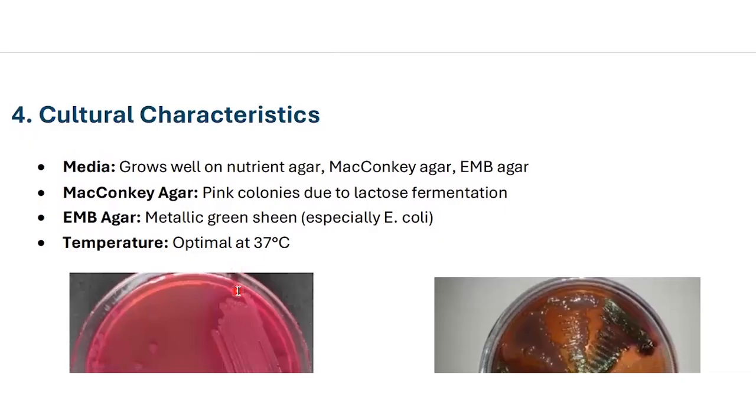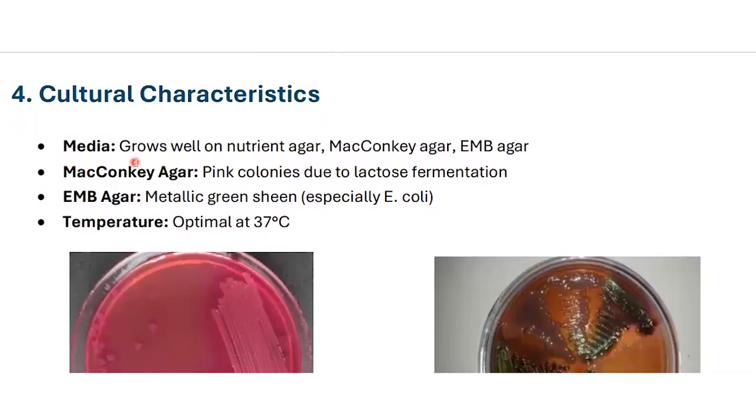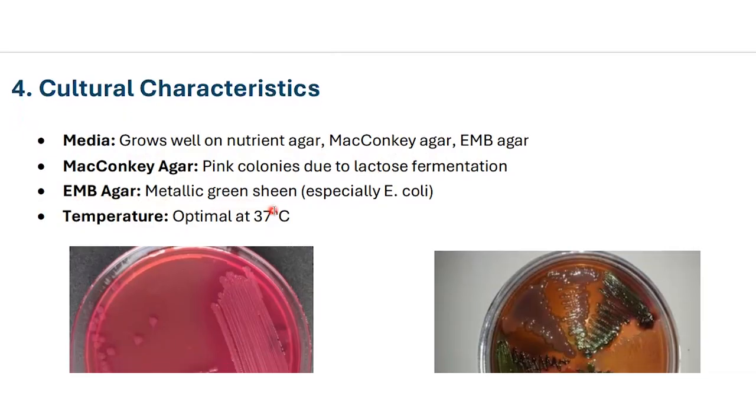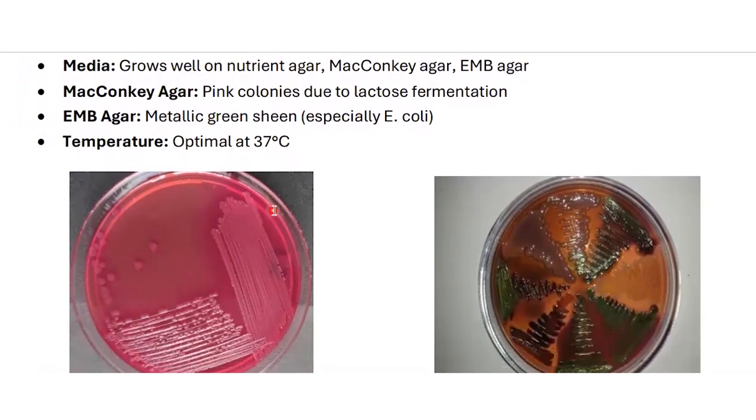Cultural characteristics, media. E. coli grows well on nutrient agar, MacConkey agar, and EMB agar. These are the most important media on which E. coli grows. On the MacConkey agar, it forms pink colonies due to lactose fermentation. On EMB agar, a metallic green sheen, especially for E. coli. So that is the important thing.